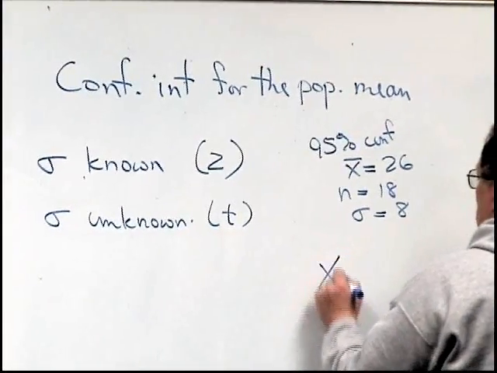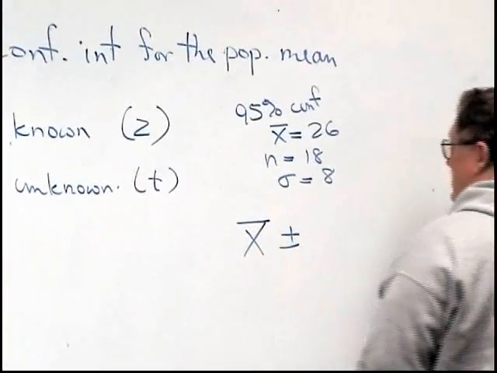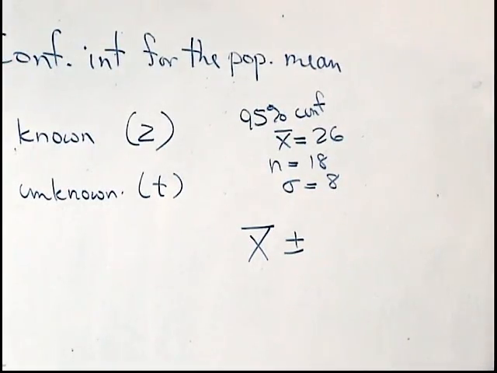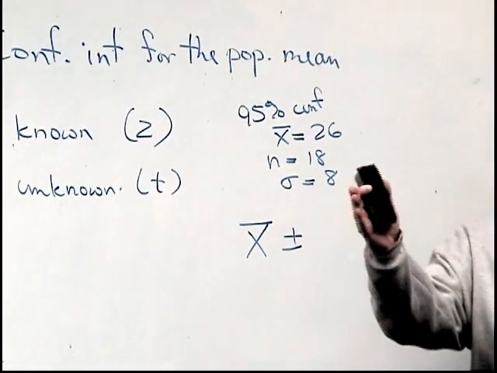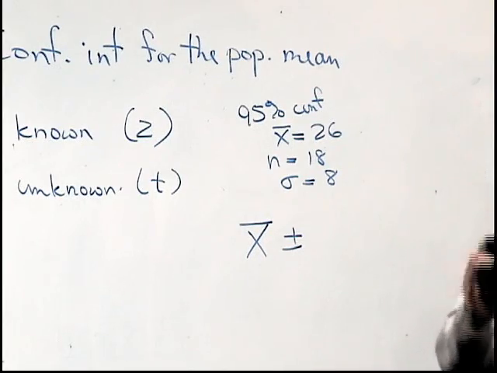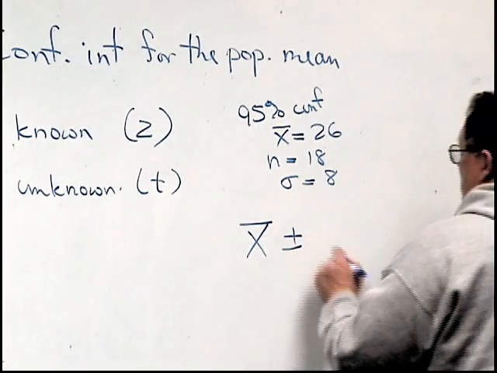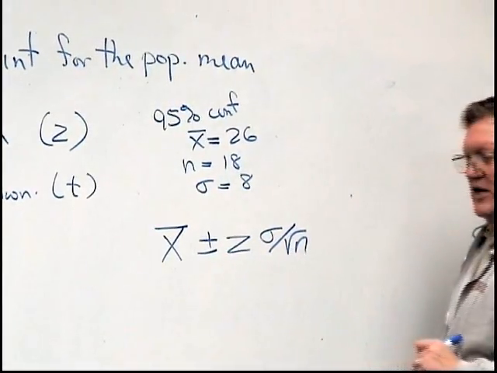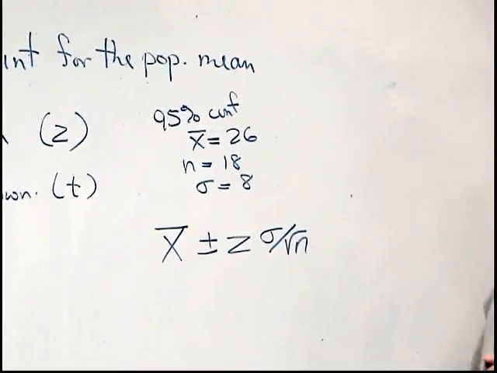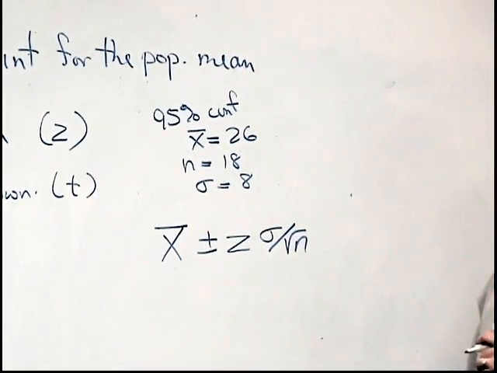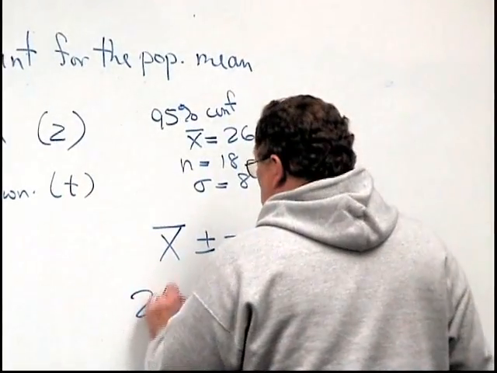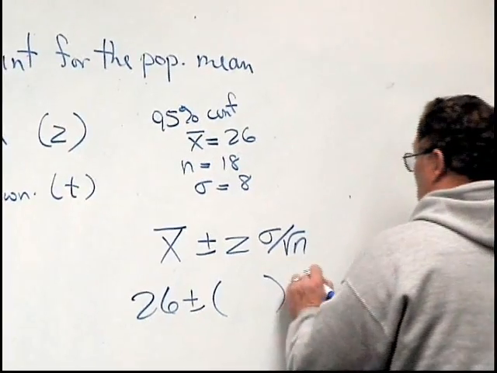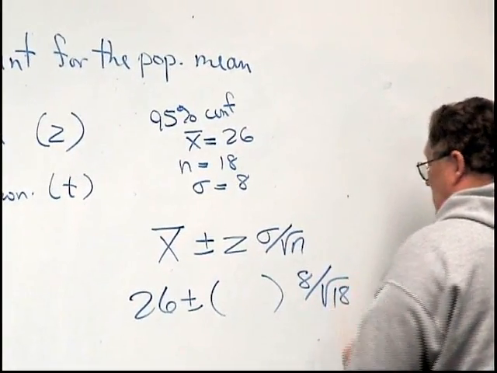Confidence interval is X bar plus or minus. It always has a plus or minus. Why? Because we're making a single guess and saying, I know the guess isn't right, so I want to expand and make an interval. And say, I think the population mean is in that interval. I'm going to go plus or minus Z times the standard deviation of X bar. The standard deviation of X bar is always sigma over the square root of n, just as we used in the testing. So in this case, it would just be 26 plus or minus. You would have to get the Z value out of the table, 8 over the square root of 18.